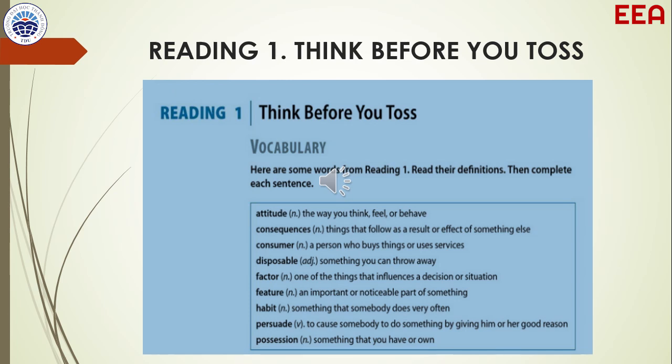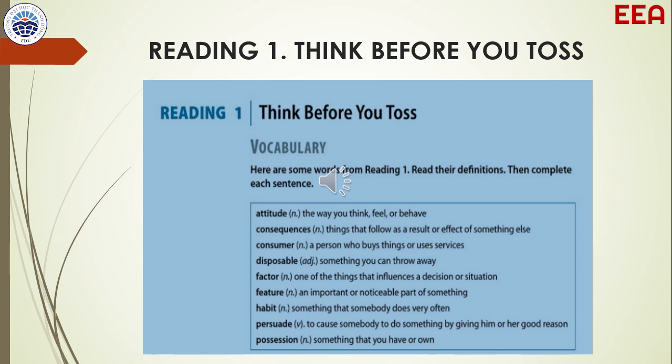Our reading today is Think Before You Toss. However, before we start the reading, I have some vocabulary for you. Attitude, consequences, consumer, disposable, factor, feature, habit, persuade, possession. Now read it again. Attitude, consequences, consumer, disposable, factor, feature, habit, persuade, and possession.